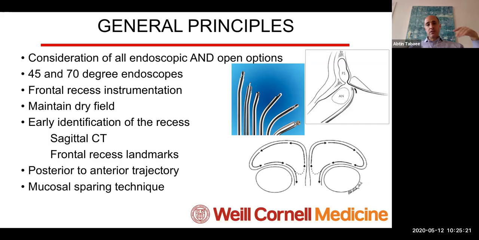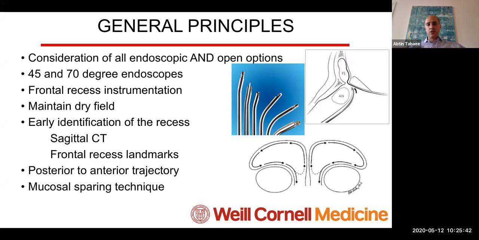So my starting point is a 45-degree scope, and often towards the end of this, I'll look with a 70, especially for those with high cells. And I think you have to embrace the need for 45 and 70-degree endoscopes in doing frontal sinus surgery to do this successfully. You need the proper instrumentation. There are a variety of different frontal recess cold steel instruments out there.